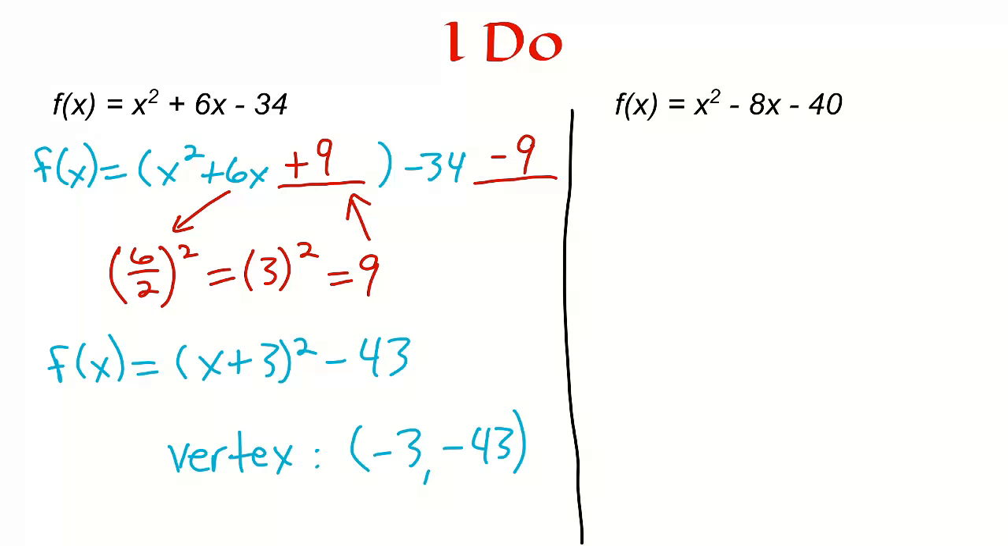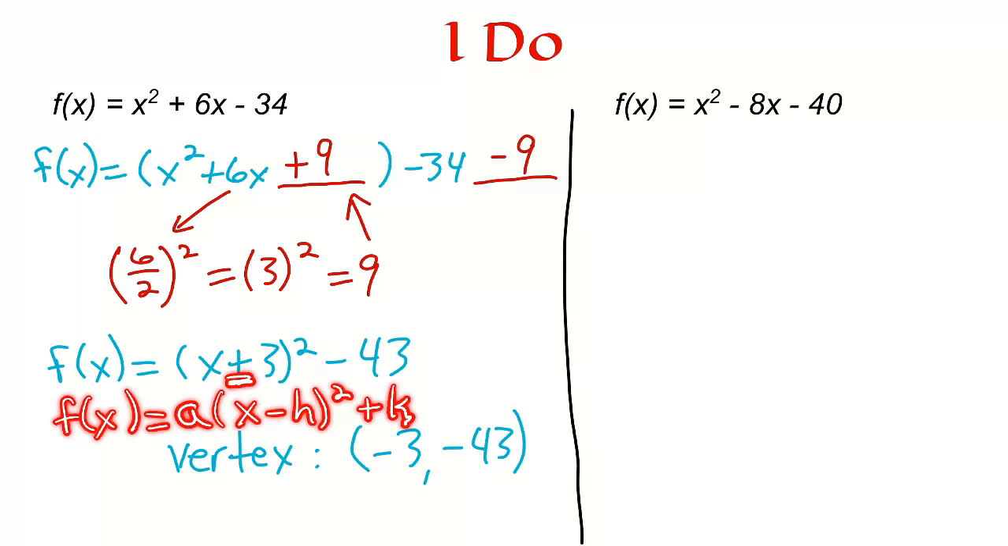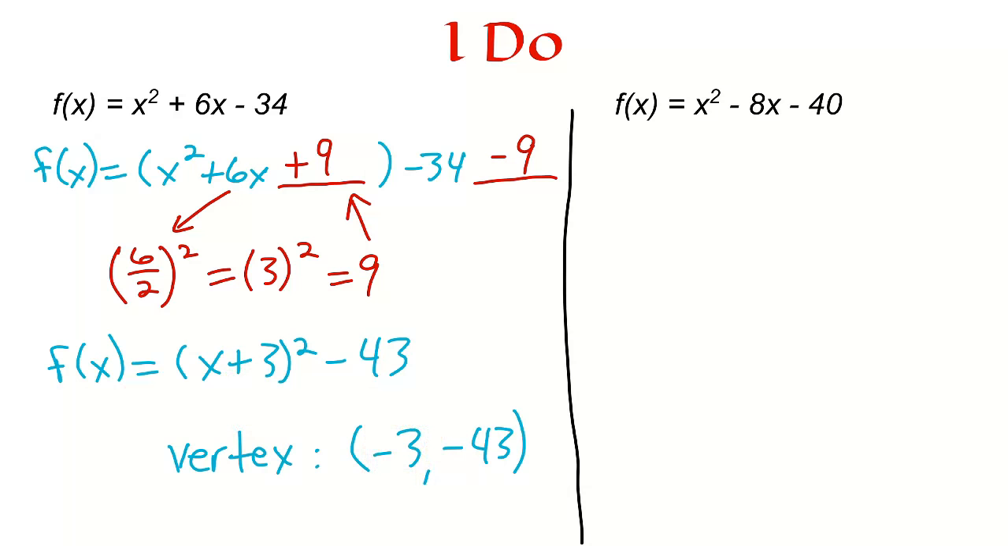For the h there? Because in the general form of vertex, it's a times the quantity x minus h squared plus k. So if we plugged in a positive 3 for h, then it would be x minus 3, but it has to be plus 3. So the only way for us to have x plus 3 is if h is negative 3. Does that make sense, Thomas? Okay. All right.